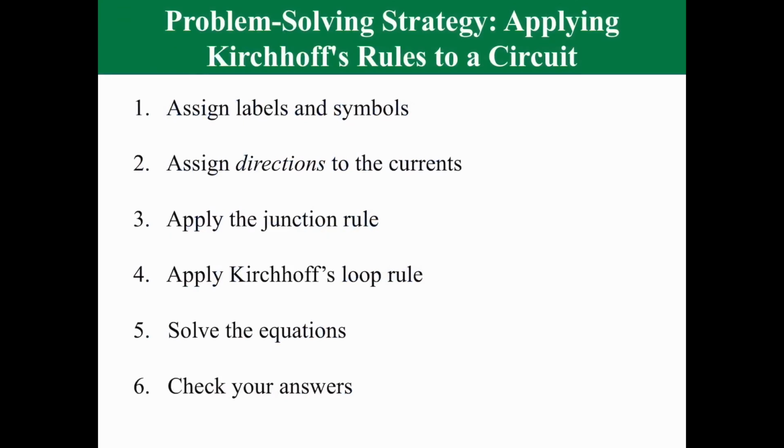Okay, this is a problem solving strategy for applying Kirchhoff's rules to a circuit. We have 6 steps here. The first one is to assign labels and symbols. Second, we need to assign directions to the current. Number 3, apply the junction rule. Number 4, apply Kirchhoff's loop rule. Number 5, solve the equations by using the calculator. And number 6, check your answer.